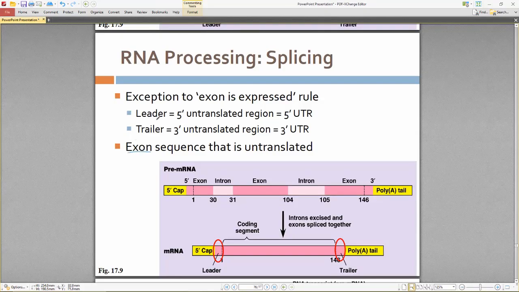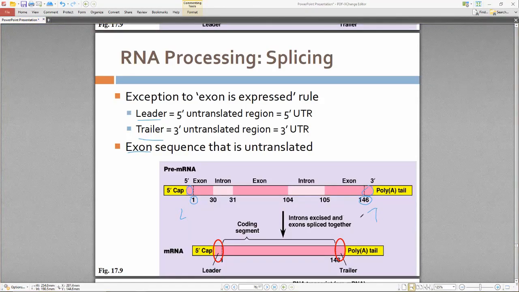Actually, there are two examples of exons that are not translated. So let's look at two exceptions to the exons-are-expressed rule. There's a leader and something called a trailer, and these are exons that are not translated. Let's look at position 1 and position 146. Between the 5' cap and the start point, position 1, there's this little section here called the 5' UTR. UTR means untranslated region. 3' here, boom, 3' untranslated region. So these are called the leader and the trailer, respectively.